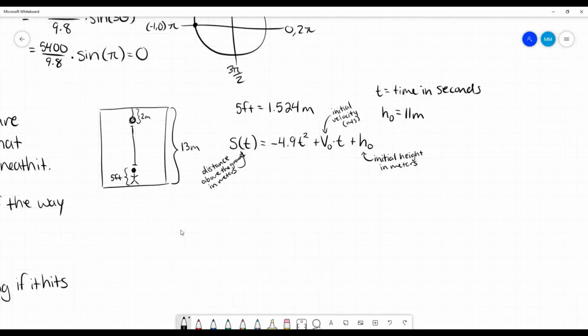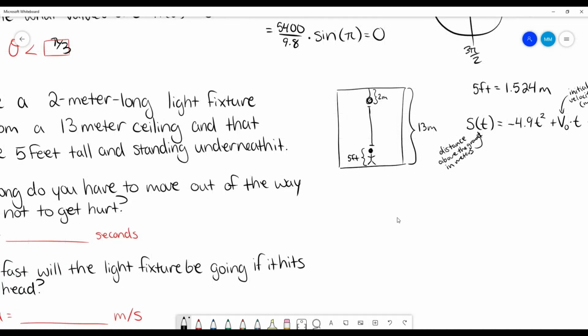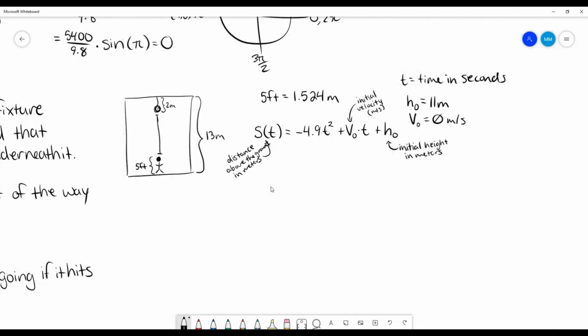There is no initial velocity, so our v naught equals 0. The reason we know that is because it's just a light fixture that's hanging and suddenly begins to fall. Nobody threw it, nobody kicked it, it's just being dropped from a height, so there is no starting velocity. It starts at 0 because it was just still until it fell. And then t is what we're looking for in this case, because we're looking for how much time we have.